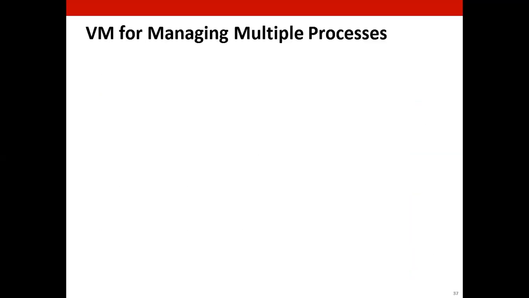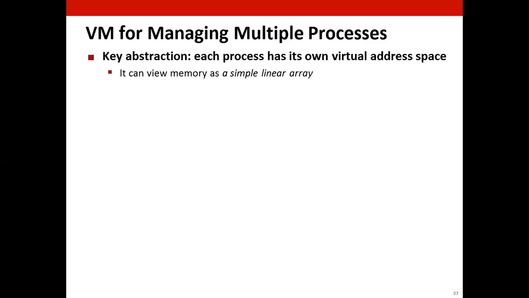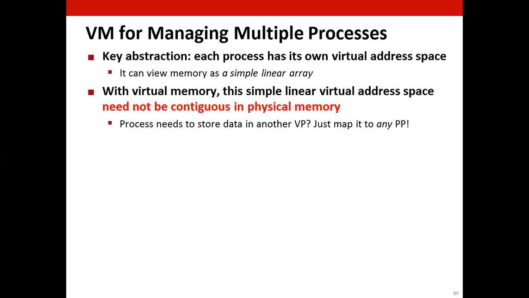Now, let us discuss how virtual memory manages multiple processes. Well, we know that the key abstraction is that each process has its own virtual address space, that is a simple linear array of bytes. However, now with virtual memory, this simple linear virtual space need not be contiguous in physical memory, because now we are mapping things at the level of pages or blocks of virtual memory. We can put any virtual page at any physical page in physical memory. So we don't have to worry about the order of these virtual to physical mappings.